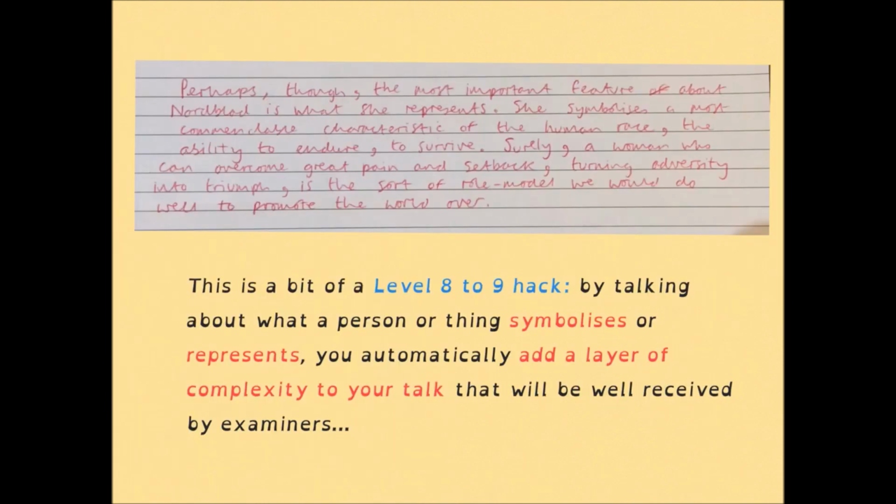One of the criteria for a distinction is that you have to present sophisticated ideas. And I think this is a great shortcut, easy win to ensure that your presentation is sophisticated, because it's taking the idea or the person that you're talking about and thinking about what they symbolise or represent. Have a quick nose at that paragraph just to get an idea of what I'm honking on about.